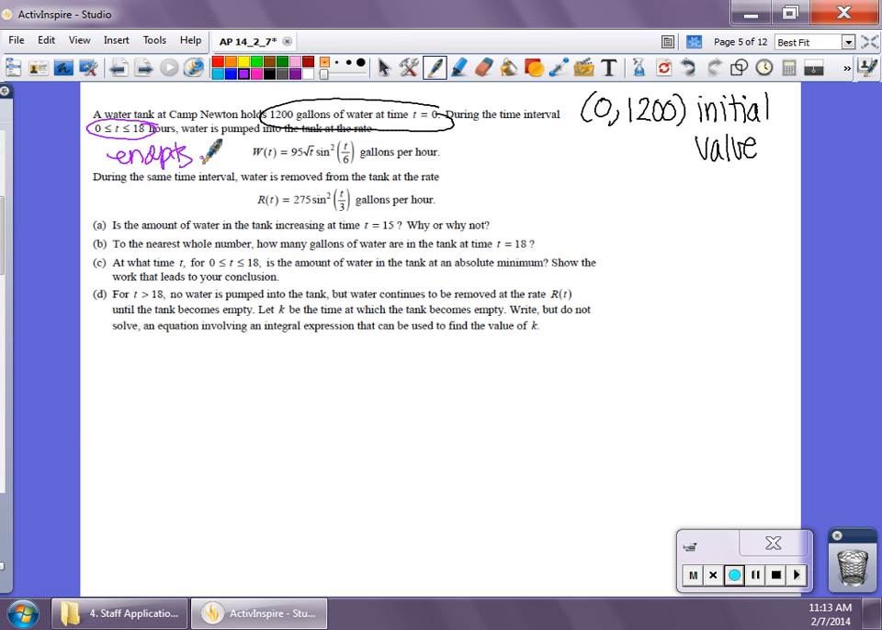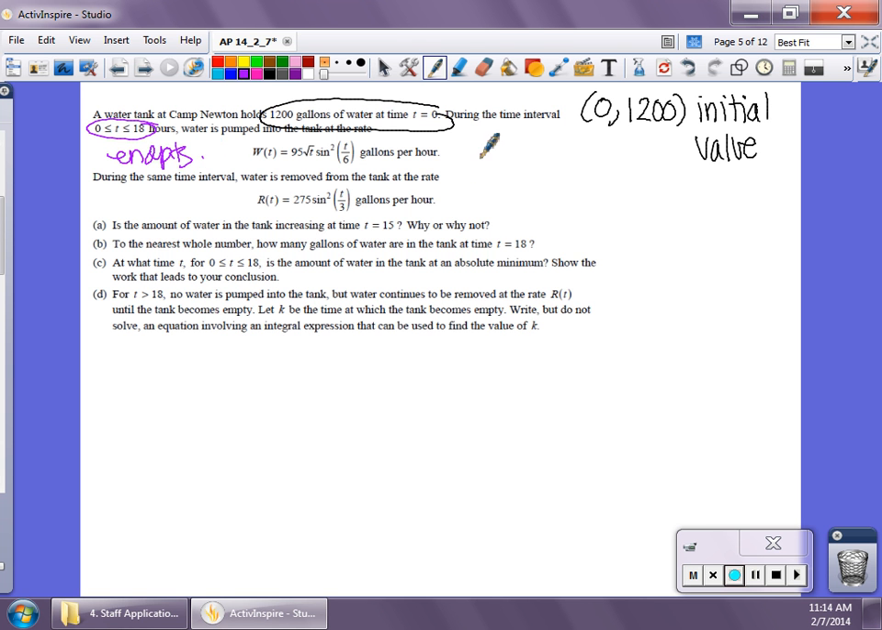So I picked this problem because the questions are pretty similar to things you've done. The difference is they're giving you two functions instead of one. So it's trying to figure out how do those two functions relate. So is the amount of water in the tank increasing or decreasing at the time 15? So if I just knew the rate at which the water is changing, then I would know if it's increasing or decreasing, right? If I knew the derivative. So they're giving you two different rates.